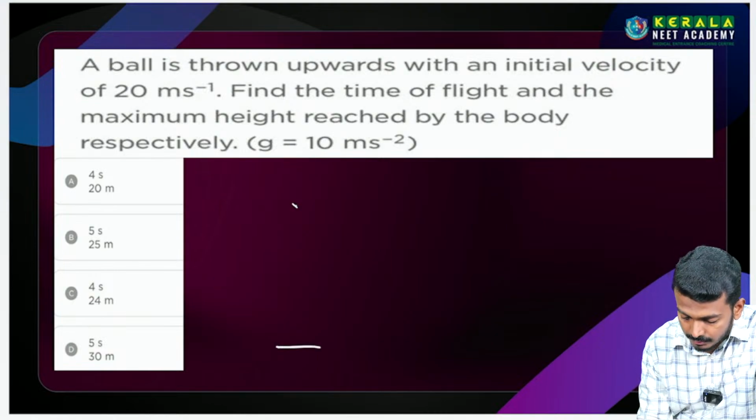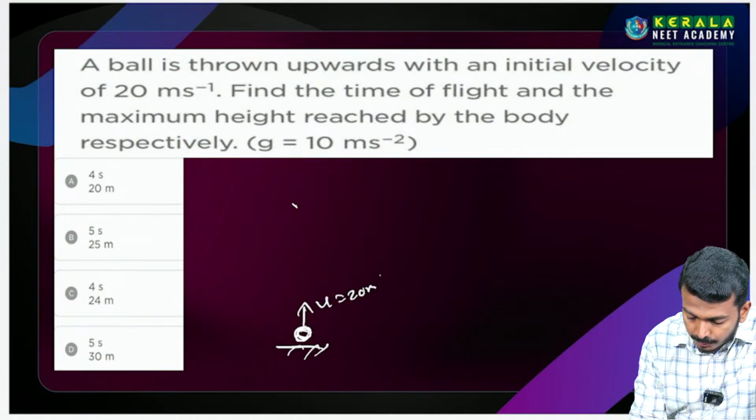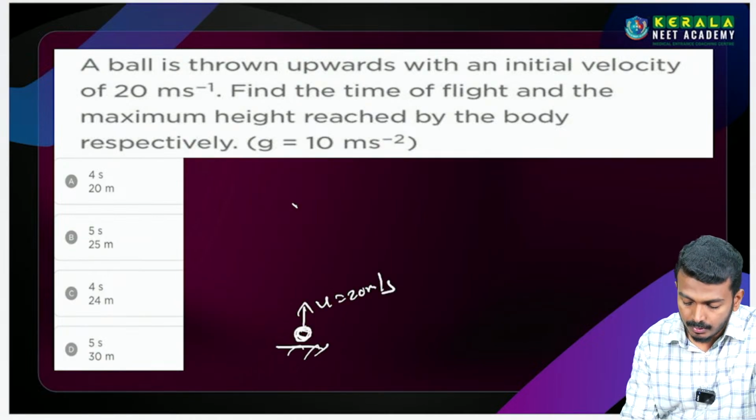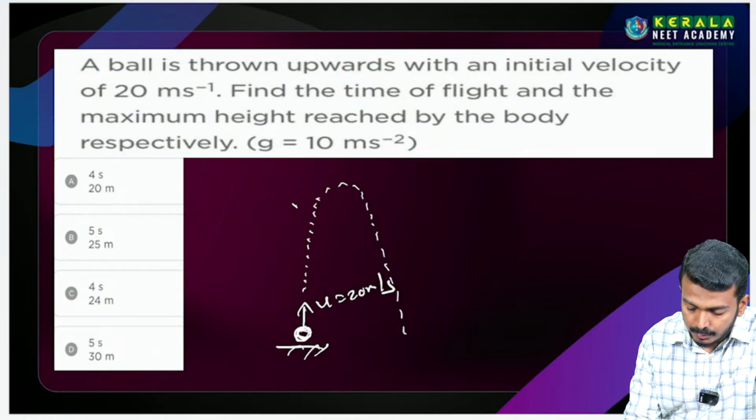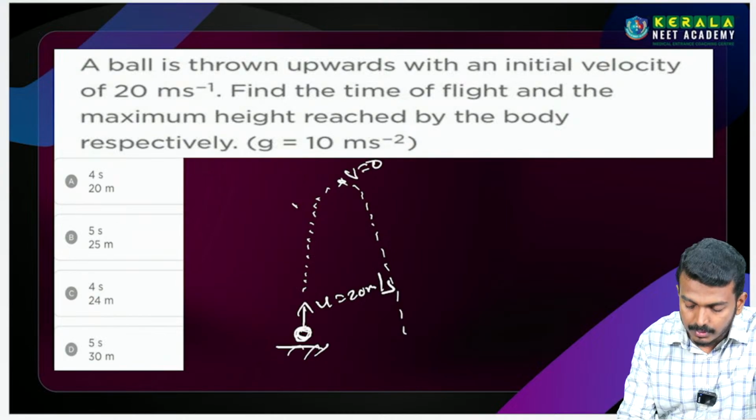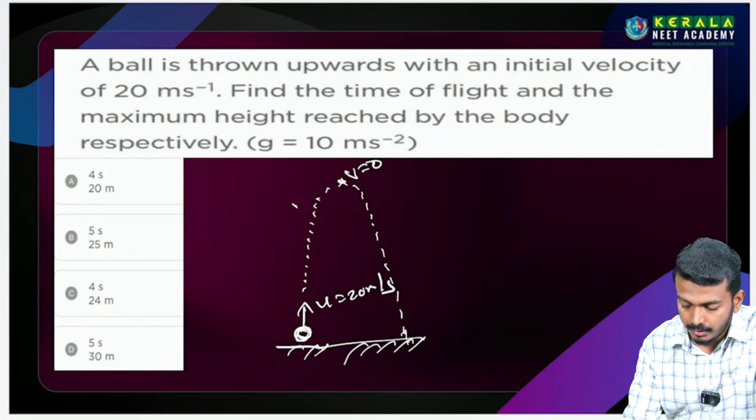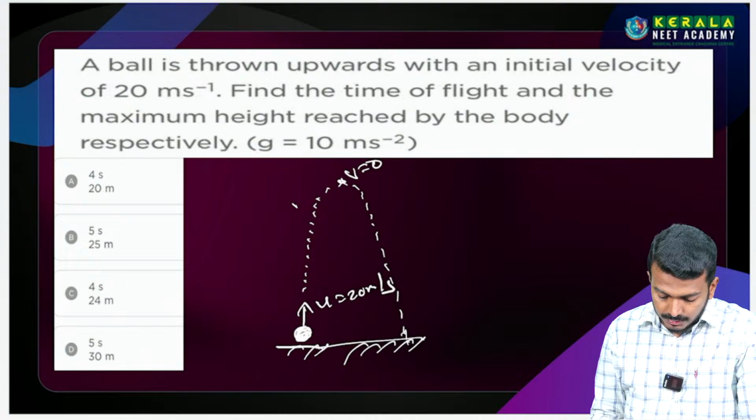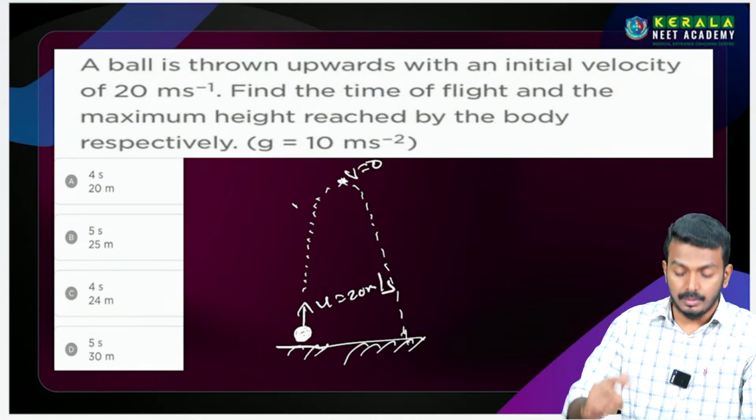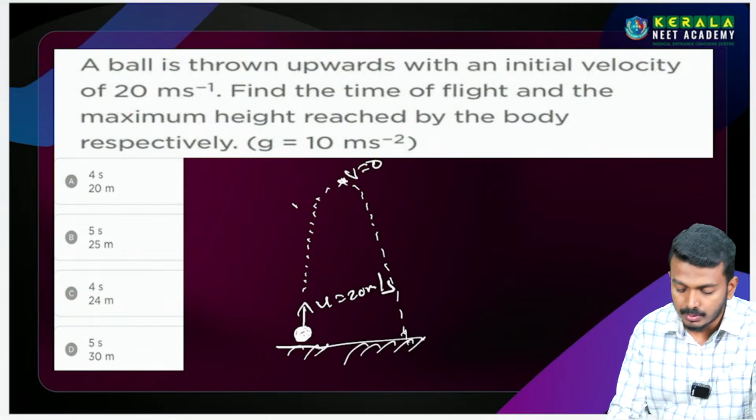A ball is thrown upward with an initial velocity. What is the initial velocity of the body? 20 meter per second. Automatically the body goes to the top. What is the velocity at the topmost point? At the topmost point the velocity is 0, and then it returns back. That means the final velocity of the body is 0. Final velocity 0 means you can easily apply our shortcut.